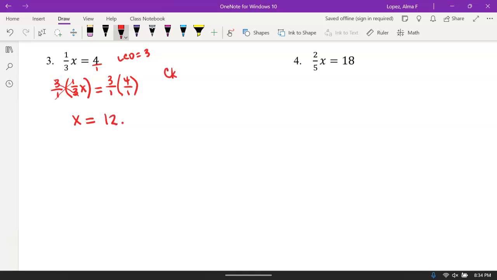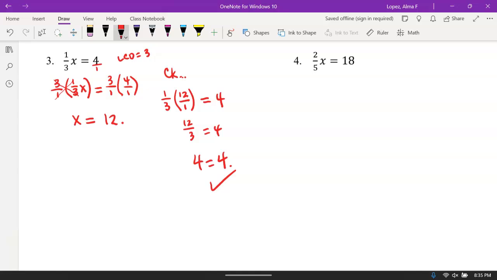Let's do a quick check. I'm going to rewrite it. 1/3 times x equals 4. Now I'm going to plug the 12 in, but I want to make it into a fraction. When I multiply straight across, I'm going to end up with 12 over 3, which is 4, or I can reduce it on the diagonal, whichever one you want to do. 12 divided by 3 is 4. Well, that's 4. 4 equals 4. It checks out, guys. We're doing good.